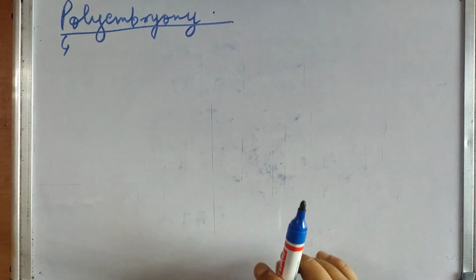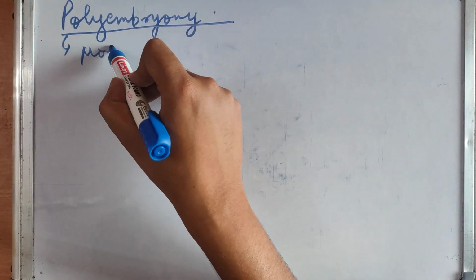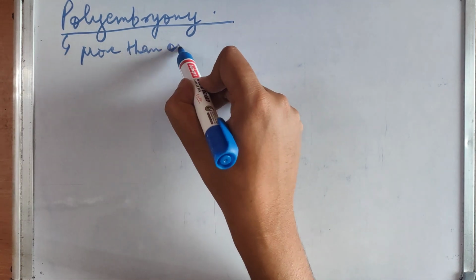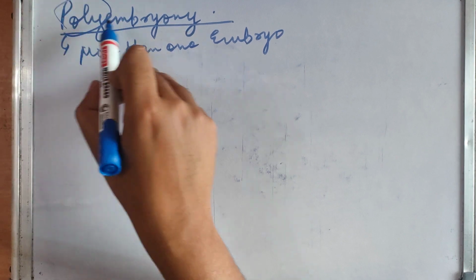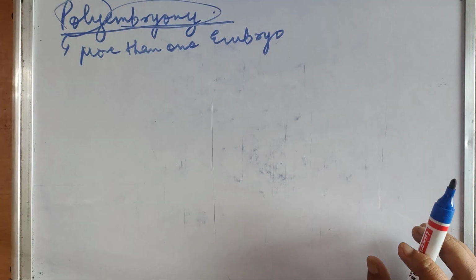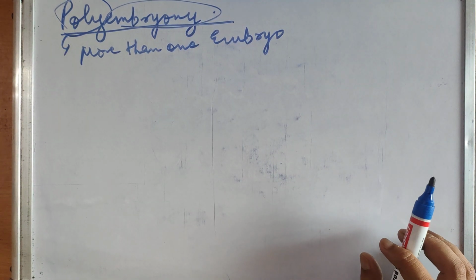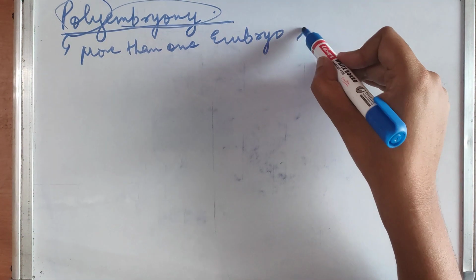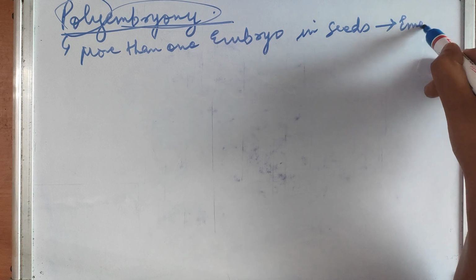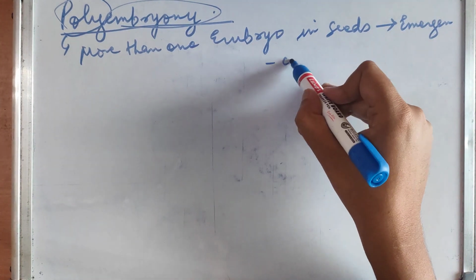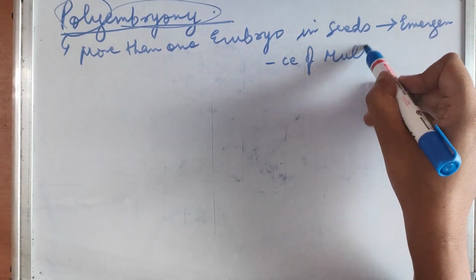Polyembryony is the occurrence of more than one embryo. Poly means more than one, and embryony means the occurrence of more than one embryo in a seed, which results in the emergence of multiple seedlings.